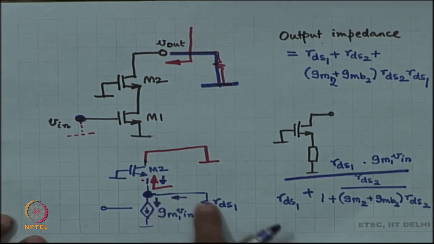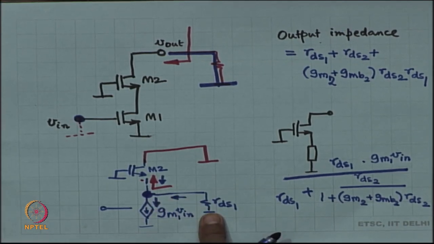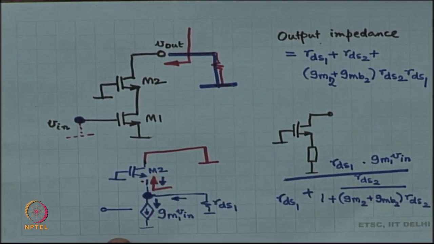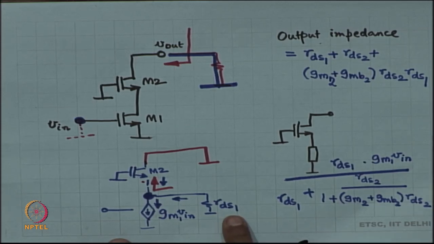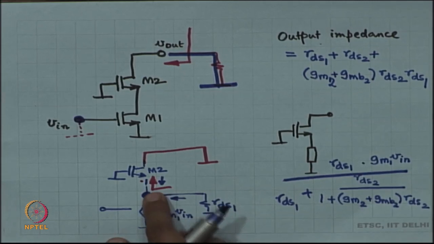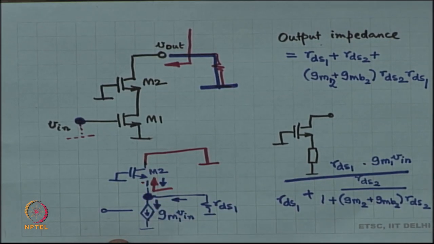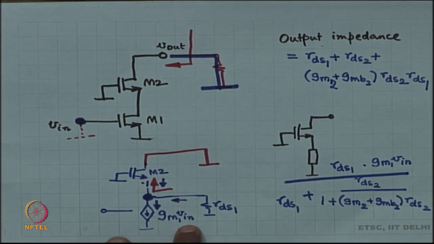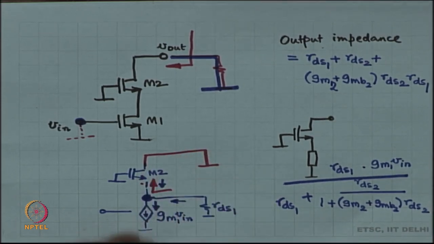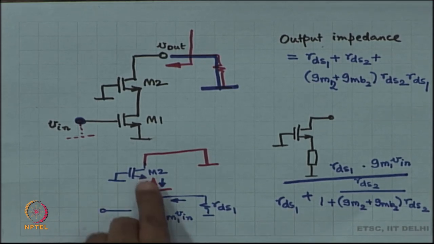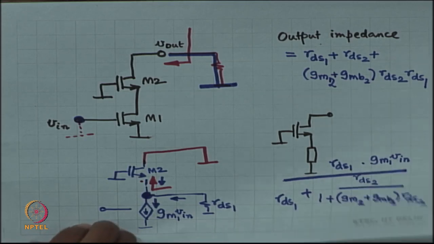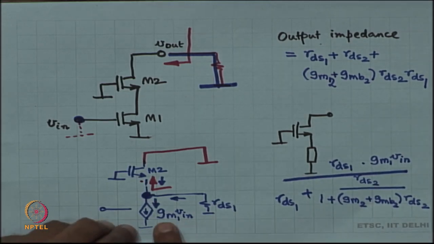Very small portion is going to go through RDS1, because RDS1 is much larger than whatever you see into the source, 100 times larger. So, 1% current is going to go this way, 99% current is going to go that way, which means that this GM1 times V in, almost all of it is going into the short circuit. So, I applied V in, I got a current GM1 times V in going into the short circuit, which means that the transconductance is nothing but GM1.